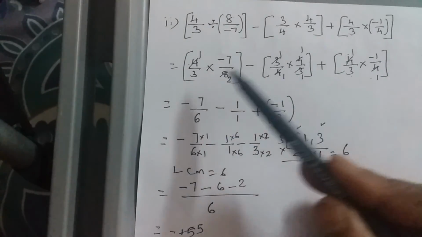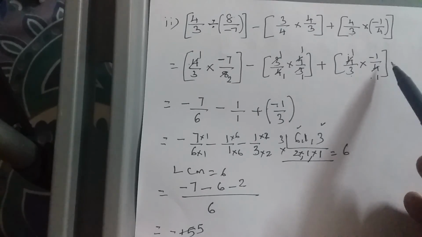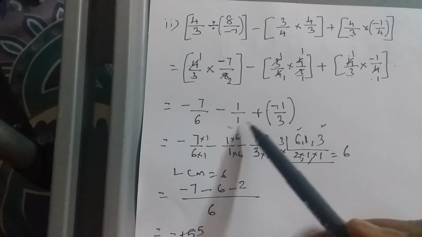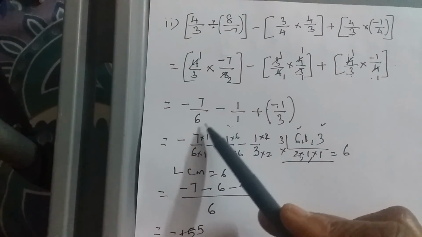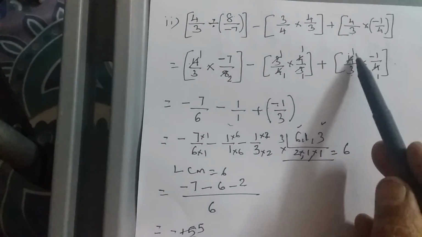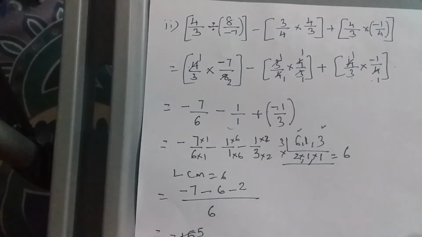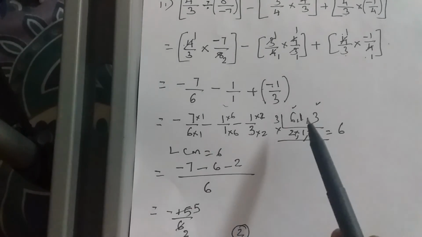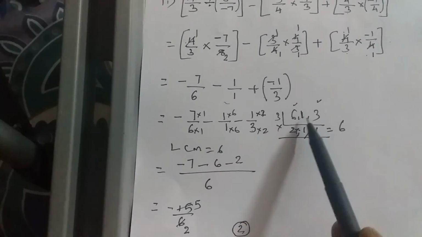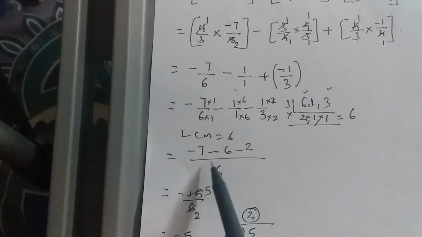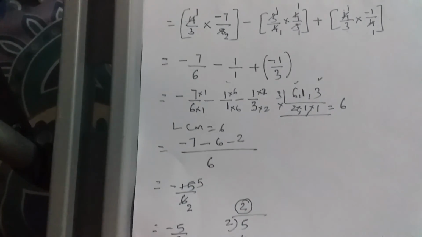Now we are cancelling the common factor in all the three brackets. After that, multiply both the numerators, multiply both the denominators and write them. We get minus 7 by 6 minus 1 by 1 plus minus 1 by 3. Next, 6, 1, 3, they are different denominators. So for addition and subtraction, we need LCM. So we are finding LCM for 6, 1 and 3. Then take LCM is 6. When you simplify, we are getting minus 7, minus 6, minus 2.